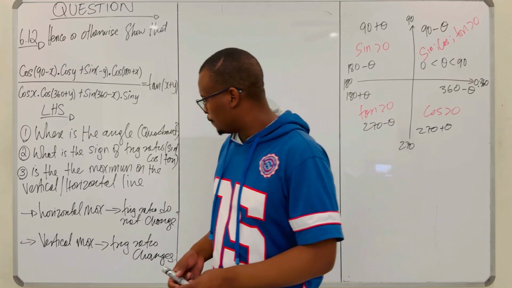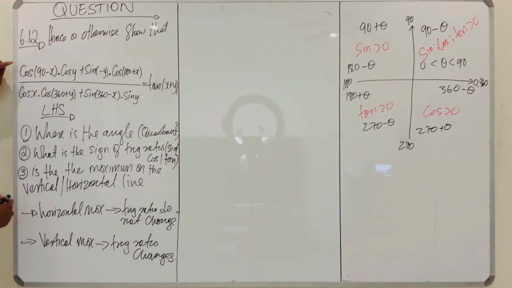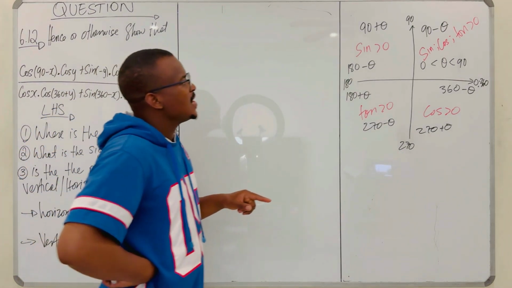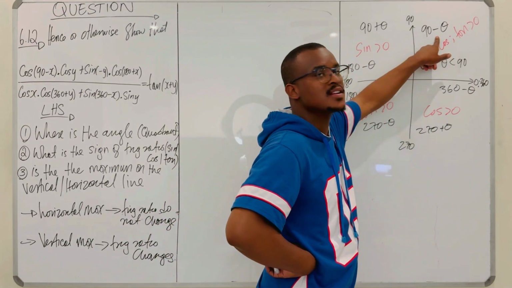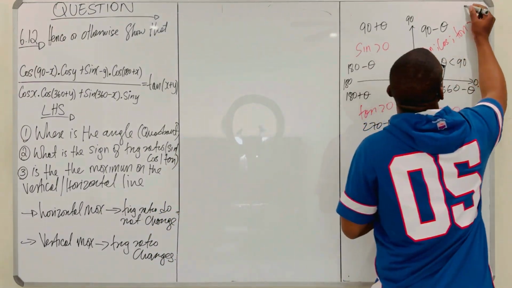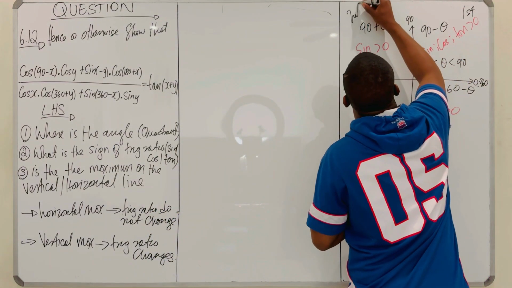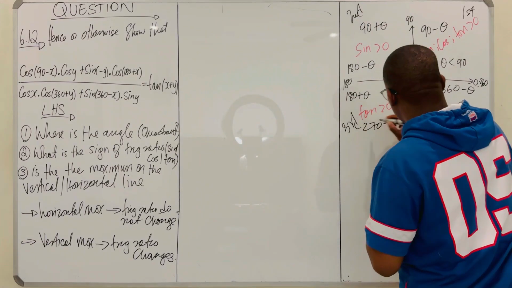So let's come to this one here. I don't have space, so I'll write over there. Your first question is, where is 90 minus? 90 minus is on the first quadrant, right? So this is the first quadrant, this is the second, this is the third, and this is the fourth.